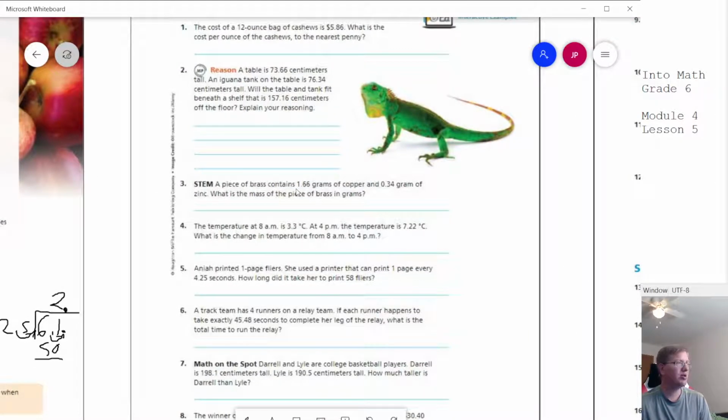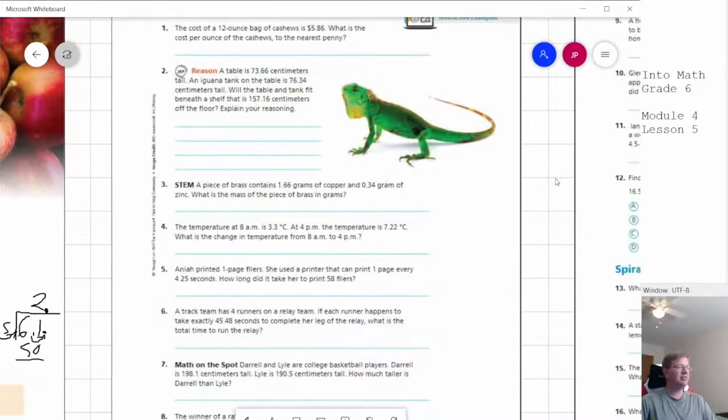The mass per gram, per piece, sorry. We're going to add these two values together to find the total mass, since brass is a combination of copper and zinc. For this one, we would need to subtract. For number 4, we're going to take our ending temperature, subtract our starting temperature to find the difference.